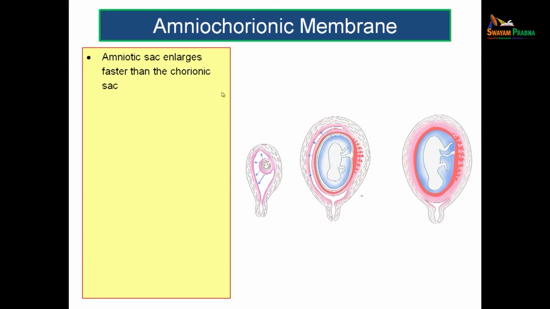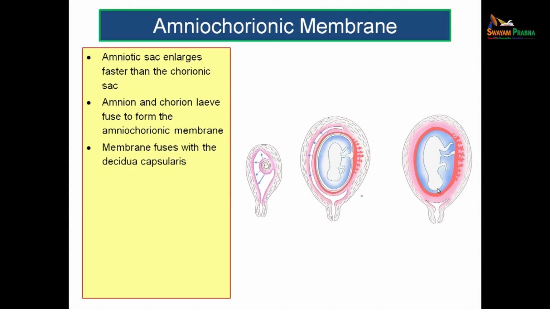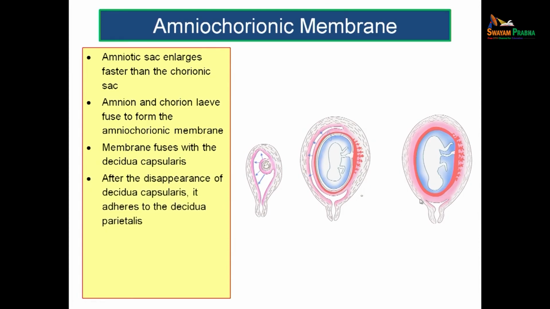So, the amniotic sac enlarges faster than the chorionic cavity, and the amnion and chorionic leaf fuse together to form the amniochorionic membrane. So, towards term you can see it as a single membrane, and it is the rupture of the amniochorionic membrane after which you have the expulsion of the fetus. So, after the disappearance of the decidua capsularis, it adheres to the decidua parietalis, and finally you have the amniochorionic membrane rupturing during labor.